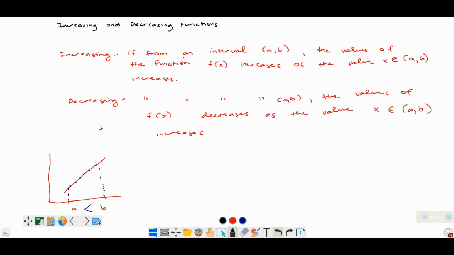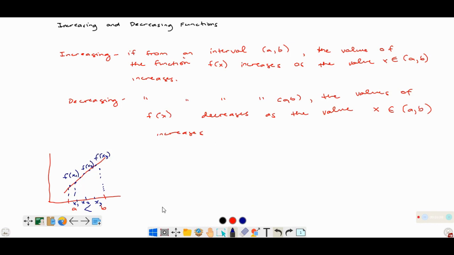So from A to B, the value of the function f of x increases as the value for the input x. Ba't hindi ko siya masulatan? As the value for the input x increases from left to right as well. Okay, so this is f of x sub 1, this is f of x sub 2, this is f of x sub 3.